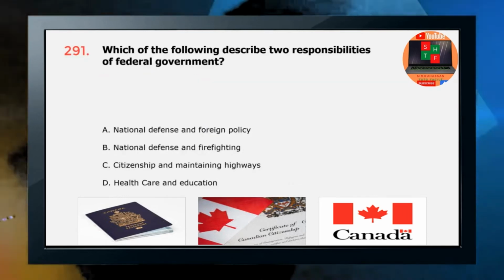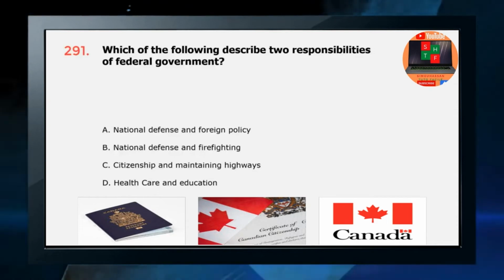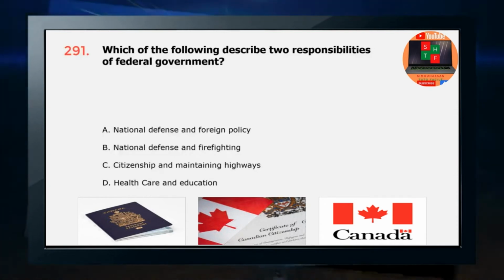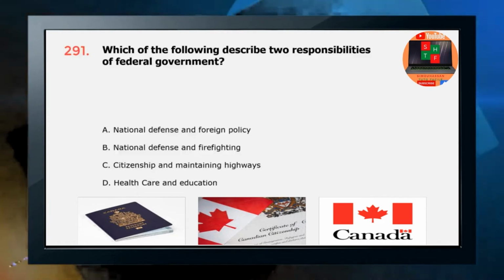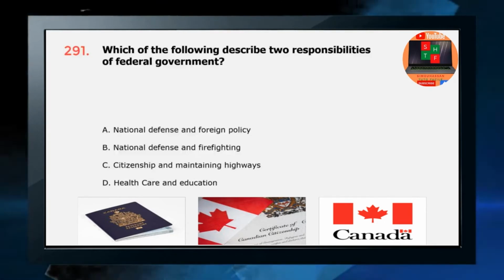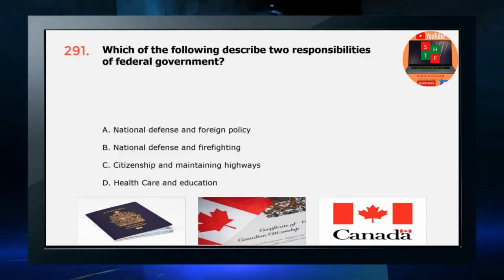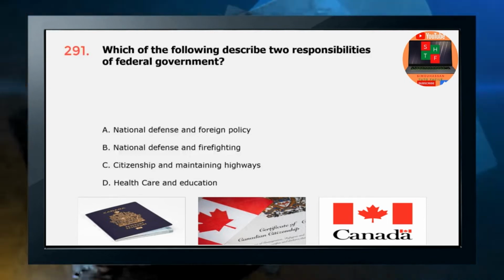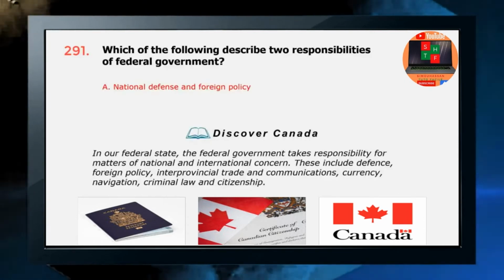Question 291. Which of the following describe two responsibilities of federal government? A. National defense and foreign policy. B. National defense and firefighting. C. Citizenship and maintaining highways. D. Health care and education. The answer is A. National defense and foreign policy.